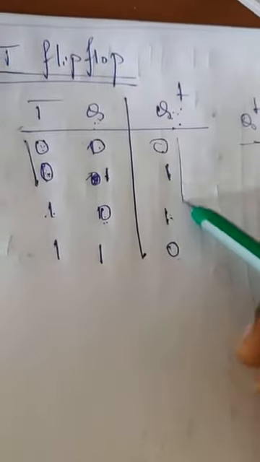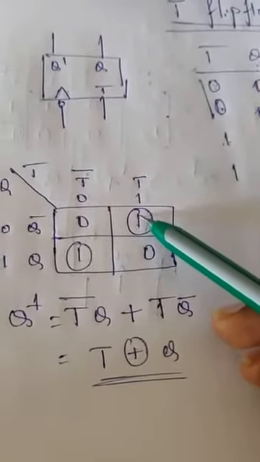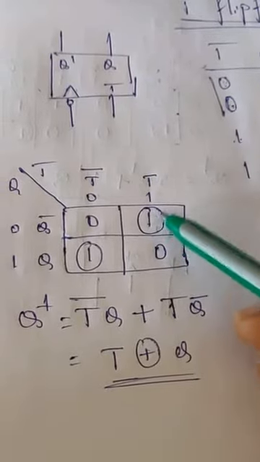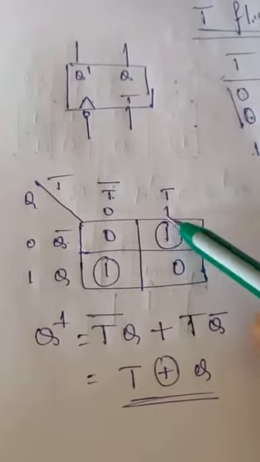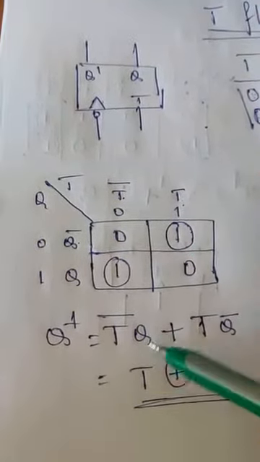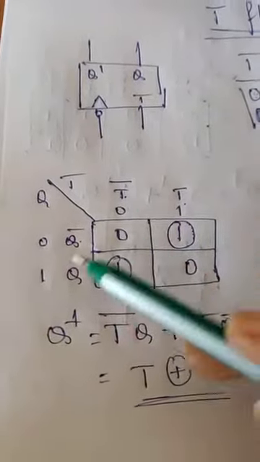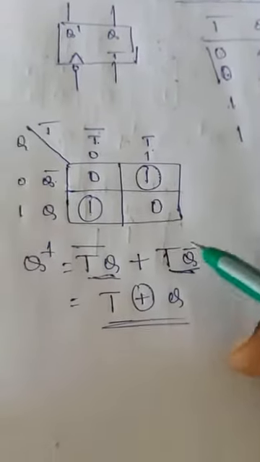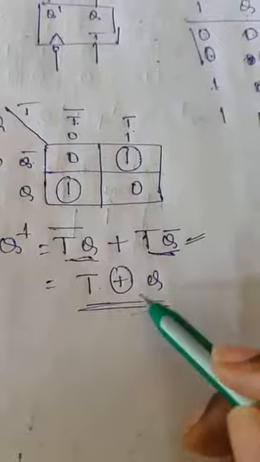So I have constructed a K-map for this Q plus. Here it is 0 1 1 0. This is T, this is T bar, this is Q bar, Q. So if I group like this, I write T Q bar for this grouping, and for this one, T bar Q. So this is the characteristic equation of the T flip-flop. This can be written as T XOR Q. This is how the T flip-flop is going to work.